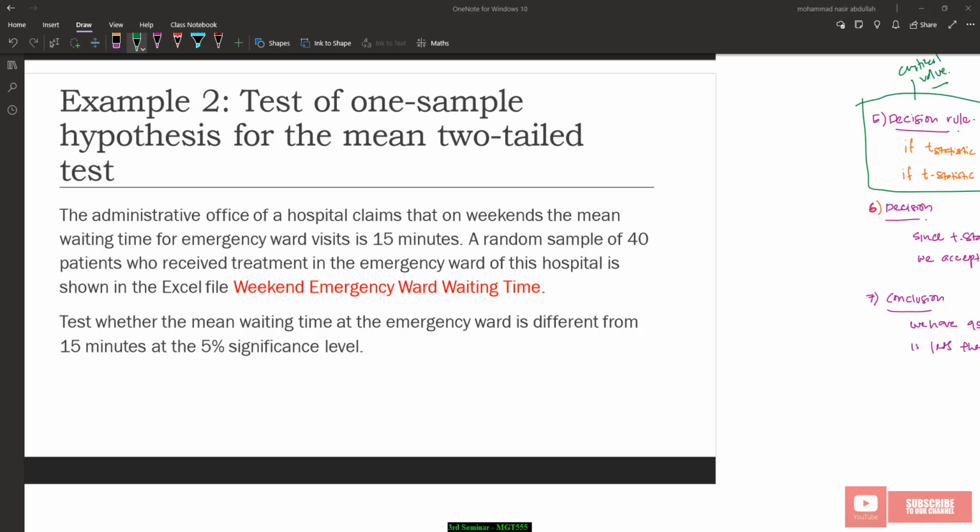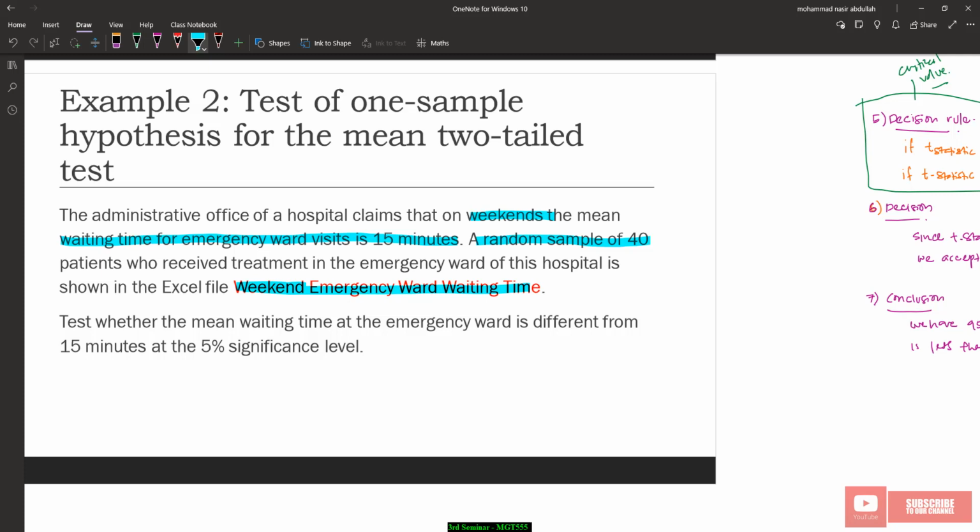Right. So example number 2, page number 85. The administrative office of a hospital claimed that on weekends the mean waiting time for an emergency ward visit is 15 minutes. For a random sample of 40 patients who received treatment in the emergency ward of this hospital, shown in Excel, weekend emergency ward waiting time.